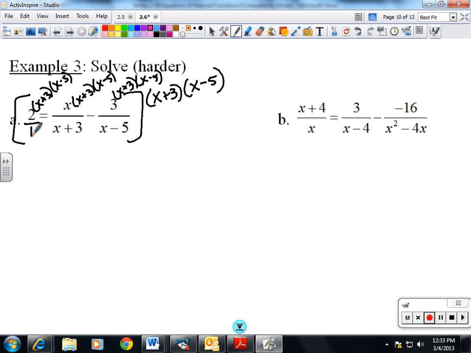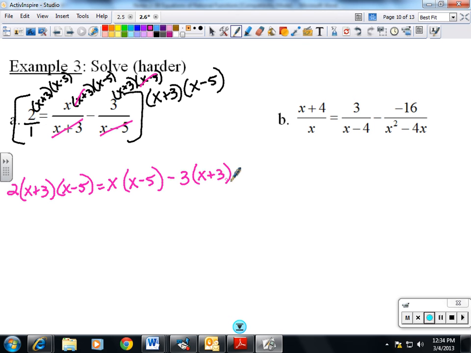And let's see what cancels. Nothing canceled here, so it's 2 times x plus 3 times x minus 5. The x plus 3's cancel, so that's x times x minus 5. And the x minus 5's canceled, so that's minus 3 times x plus 3. I'm going to need to FOIL these out. That's x squared minus 5x, and then minus 3x minus 9.